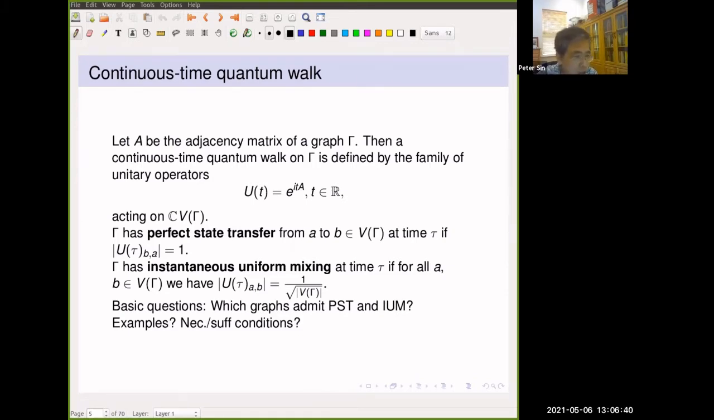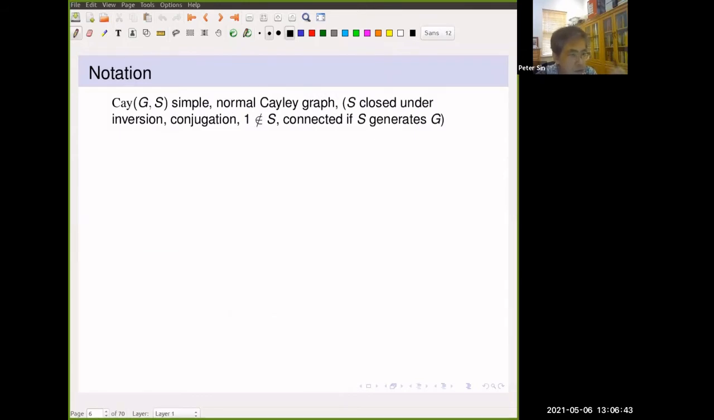So that's the general setup. Now we specialize to Cayley graphs. We can consider a Cayley graph on a finite group G, and we're going to consider normal Cayley graphs. So the connecting set S will be a union of conjugacy classes, and we assume that it's closed under inversion so that we have an undirected graph rather than a directed graph, and the identity element is not in S, so that we don't have any loops. Of course this graph is connected if and only if S generates the group. This is probably familiar to everybody here.